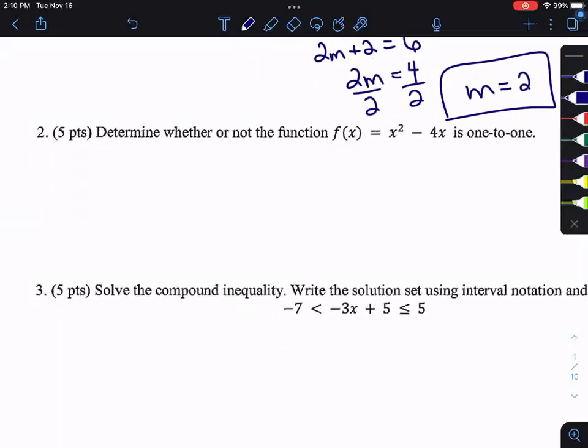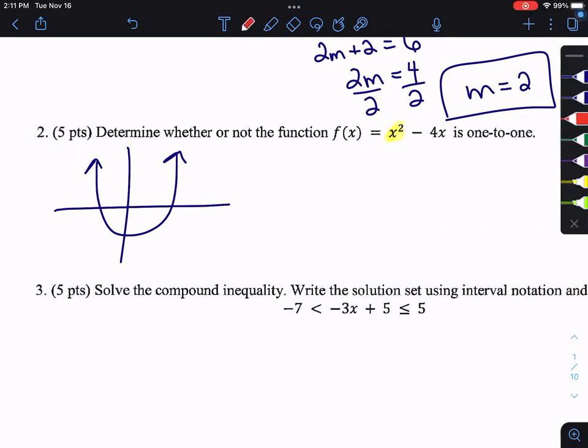Question number 2, determine whether or not the function f of x equals x squared minus 4x is 1-to-1. So in this case, in Algebra 2, hopefully you learned what 1-to-1s and functions were, because this is the one question on the final that we didn't do something very specific that relates to it. So if we think about the problem we were given, the parent function here is x squared. When we graph anything with x squared in it, it's going to create a parabola. So just looking at this, I know automatically that this has to be a parabola.